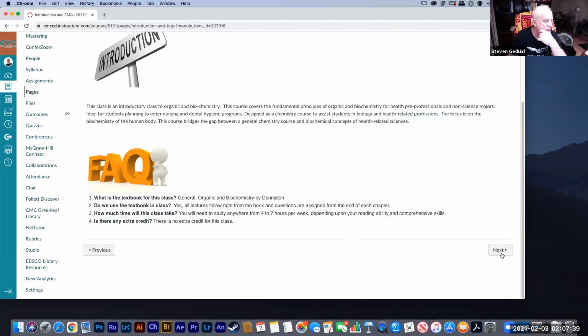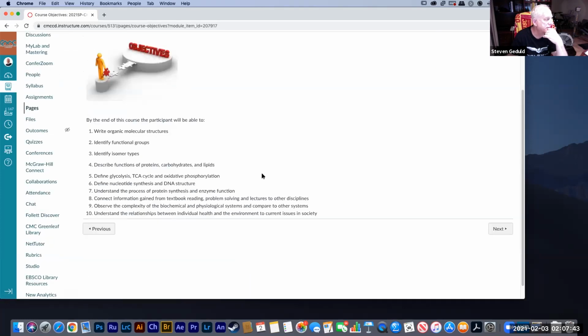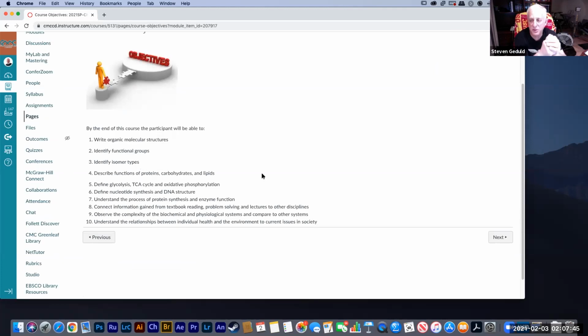Okay. And back here is next. Course objectives. This tells you what is required of the course, what you're going to be learning about: different organic structures, isomers, DNA, the TCA cycle, how your body makes glucose and how it utilizes glucose, and everything else. There's going to be a lot of material in this class. It's going to be a slower pace than I'm used to going.